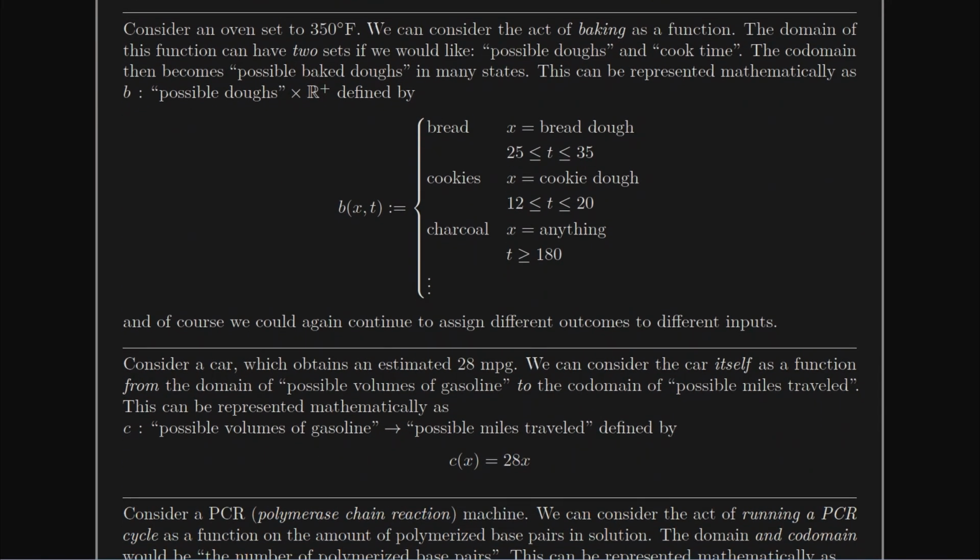Another case, we could think about an oven set to 350 and the act of baking as a function. So I'll name my function b, which maps the domain, possible doughs cross R plus. What do I mean by this? I'm saying not only do I have possible doughs, but I'm also including positive R, as in times we bake. So whatever amount of time we bake something for, R plus being the positive real numbers. So I'm going to take both of those as an input. And it looks like I forgot my codomain, but we can map the codomain to baked goods.